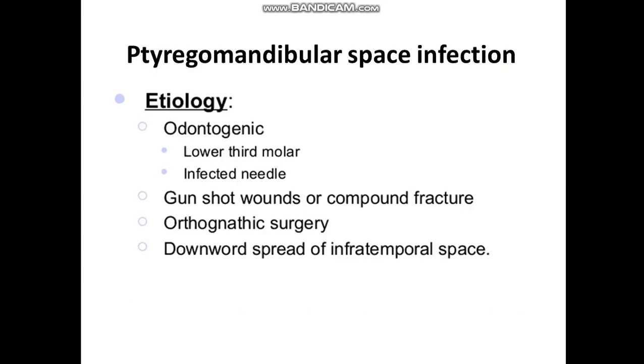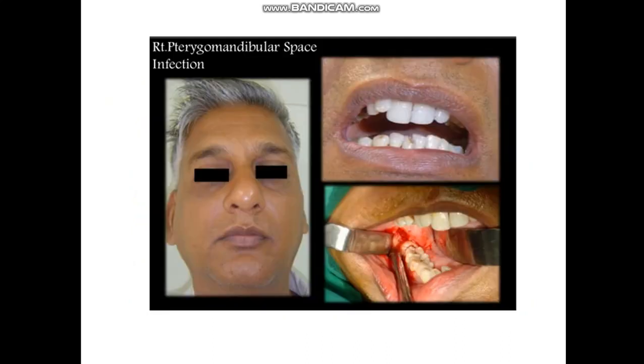Pterygomandibular space infection. This is where we give inferior alveolar nerve block. So the infection spreads to this space from odontogenic infection, particularly pericoronitis or periapical infection of lower third molar, sometimes infected needle during giving inferior alveolar nerve injection. Gunshot wounds or compound fracture, orthognathic surgery or spread from other spaces may spread to pterygomandibular space as well.